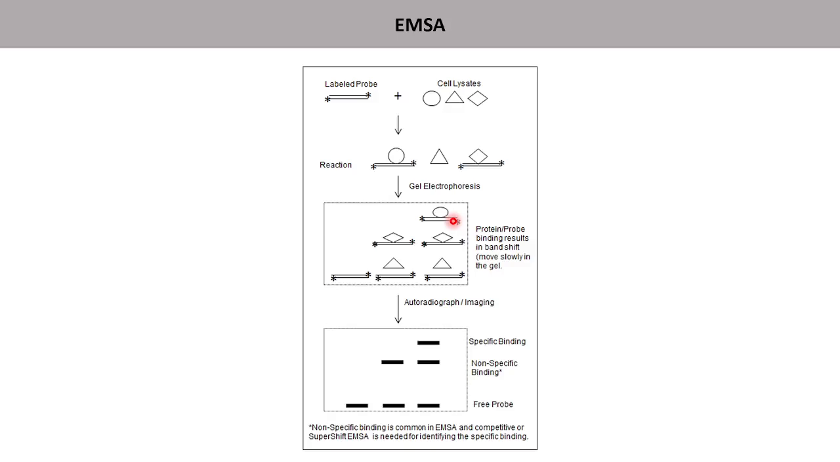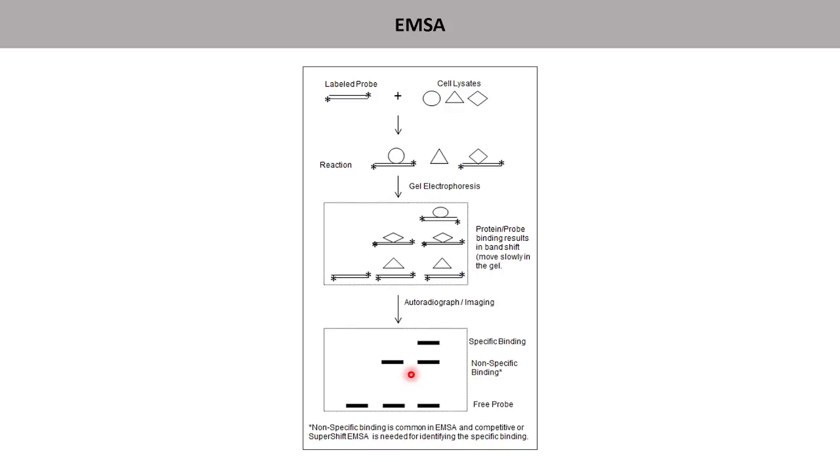So the bands will appear more in the upward direction as compared to the ones which are not bound. When the DNA and the proteins are bound together, the molecular weight of that molecule will increase as compared to the DNA alone or the protein alone. On the gel electrophoresis, imaging, or autoradiograph, you will see multiple bands. The last band will be of the free probe, because it has the smallest size and will move the farthest.